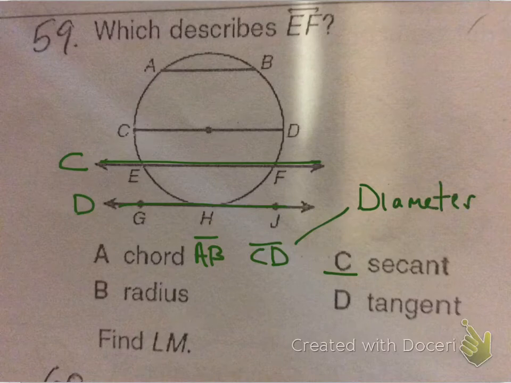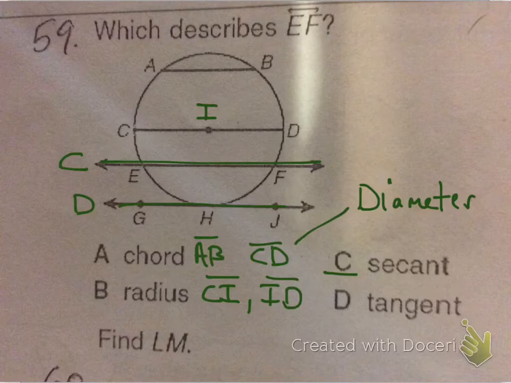And then your radius would be like, well, if I put another point here, let's say I, CI or ID. I technically should have gone IC and ID. But you get some idea there. I just wanted to make sure y'all understand all the different vocabulary terms there. All right, so let's move on to number 60.